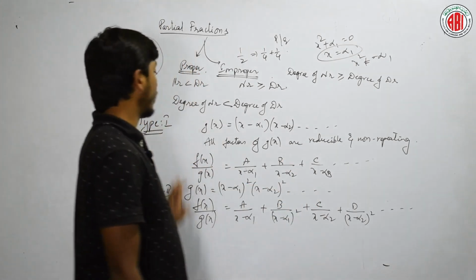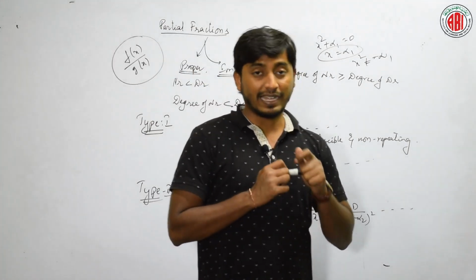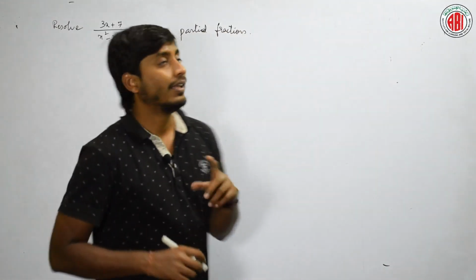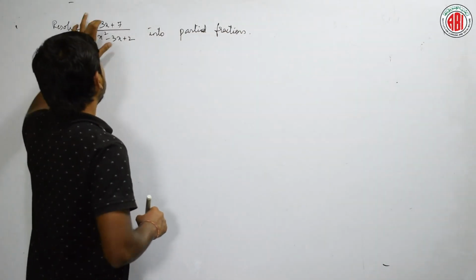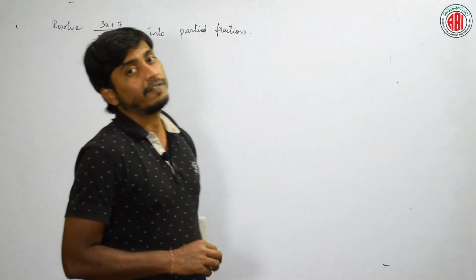Is it okay? Type 1 and type 2. Did you understand? Shall we start doing the problems of at least these 2 types? Let's do. Look at the first question here. They gave: resolve (3x plus 7) by (x square minus 3x plus 2) into partial fractions.